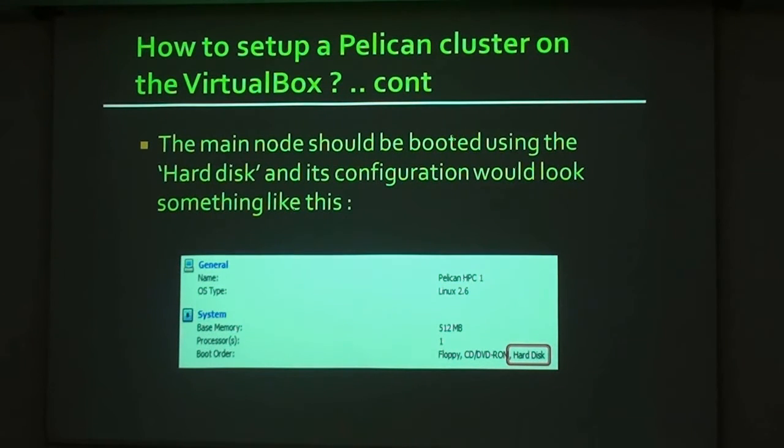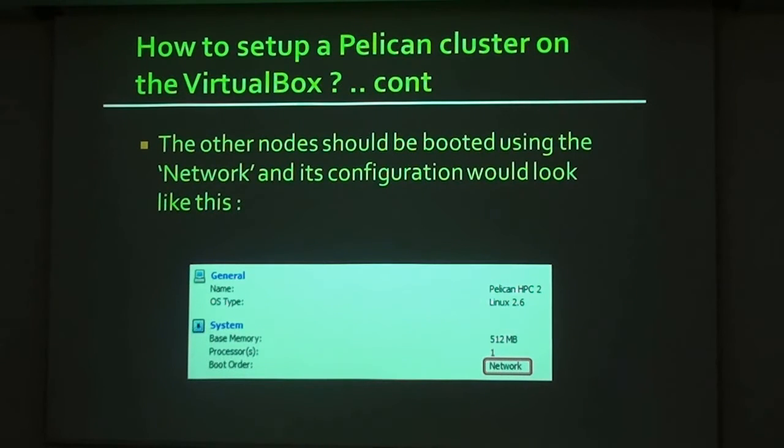Once ready with the 3 virtual machines, configure the main node so that it boots using the hard disk as shown in the figure. The same can be done by changing the boot order in the settings menu. The other nodes should have network as their primary boot option. Also, make sure that all the 3 virtual machines have their network configured as the internal network.